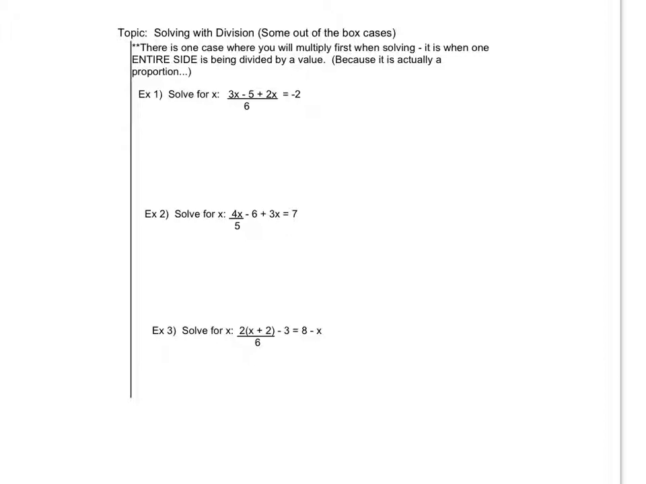On the first one, this fraction bar represents that everything on top is grouped together. So everything on top is being divided by this 6. So this is actually 3x over 6 minus 5 over 6 and 2x over 6. Rather than deal with a whole bunch of fractions, I'm going to get rid of that 6 right away.